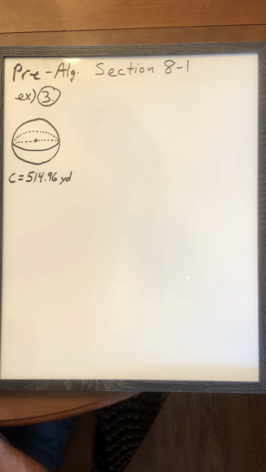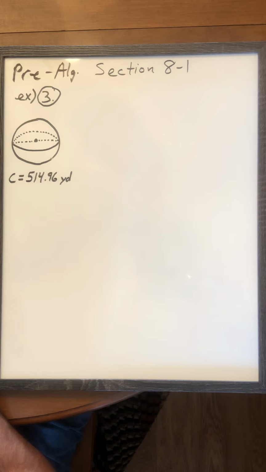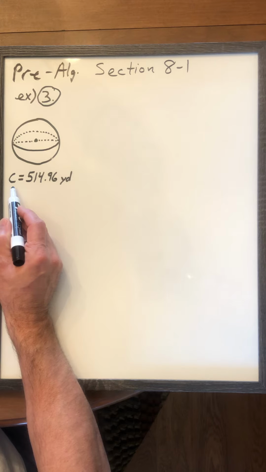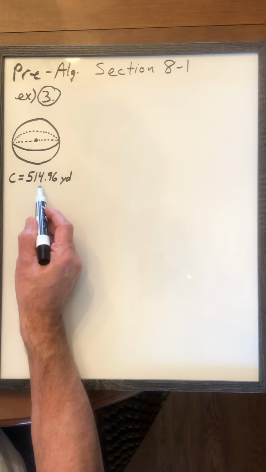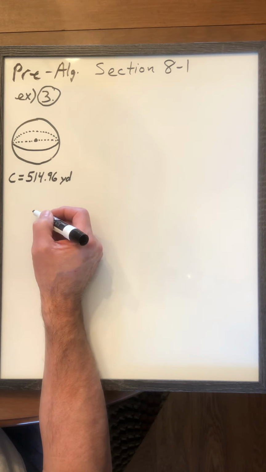Okay, here we're with section 8.1 still, and this is example 3, and they're wanting us to find the surface area of a sphere. Now, a sphere is a ball, so I've got one here, and in this case, they want us to find the surface area, and they're giving us the circumference, which you'll see this capital C. So the circumference is 514.96 yards.